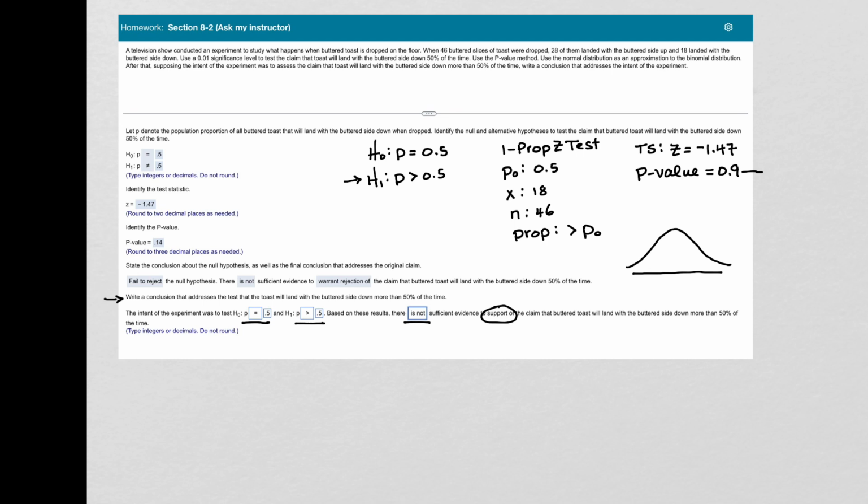Our claim is that the proportion is greater than 0.5. So if here is 0.5 in the middle, then when we get our test statistic way back here, the p-value is this area. And so our p-value is greater than alpha. And so we are going to fail to reject the null hypothesis again. And so therefore, if we're not rejecting the null hypothesis, then we can't support the claim. So that's how you do that problem.